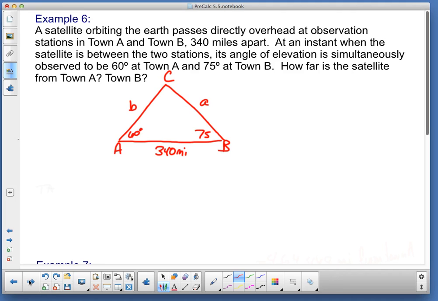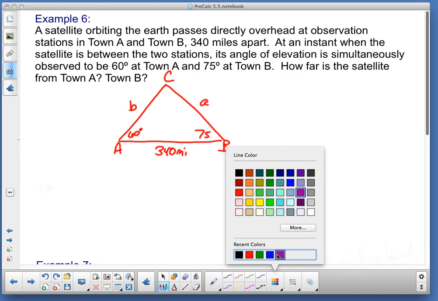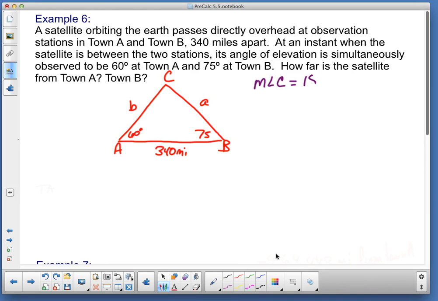So once again, just like our fire question, the distance from Town A is length lowercase b, and the distance from Town B is length lowercase a. So when we get this going, our first thing is, let's talk about the measure of angle C. Since I was doing this funky thing with the colors, let's see if they'll let me do C that way. So the measure of angle C is equal to 180 minus (60 plus 75). Well, this ends up being 45 degrees. So this is 45 degrees, and this is 340 across from that.